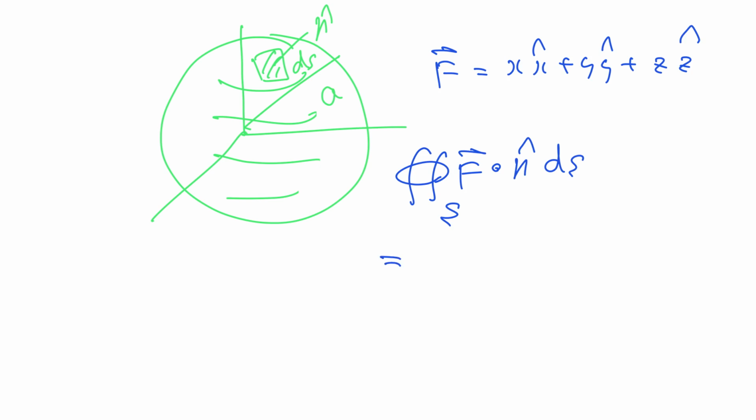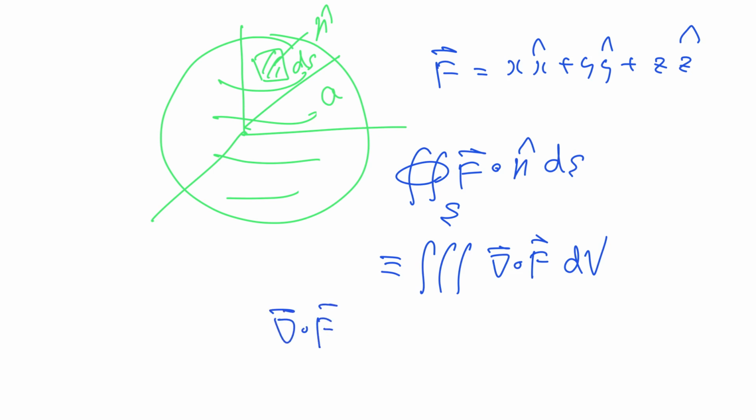So this is basically the integral of divergence f dv. And what is it? Divergence f. In this case, divergence f. Can you calculate divergence f? Fx is x, right? Fy is y. Fz is z. So what is partial x of x? 1. Partial y of y? 1. Partial z of z? 1. So what is 1 plus 1 plus 1? 3, right?